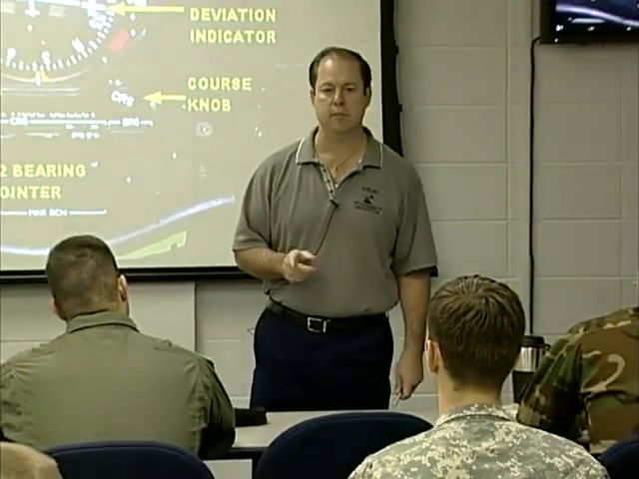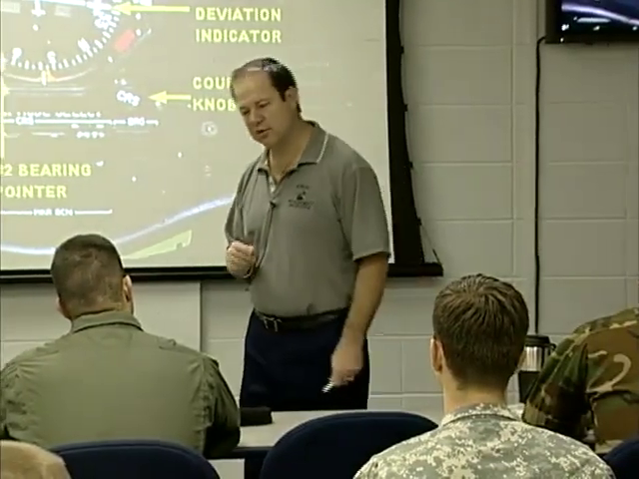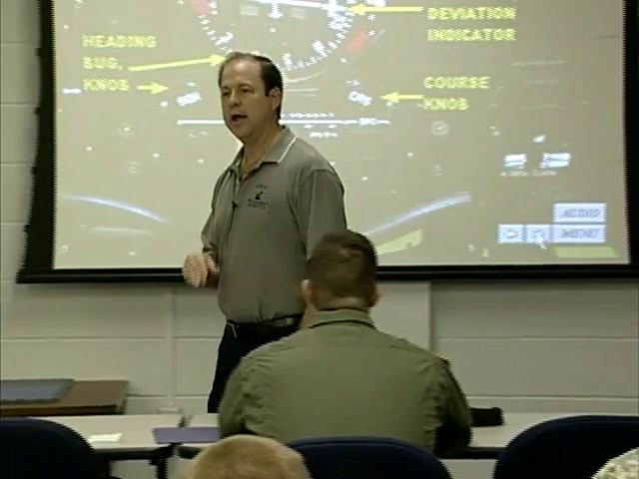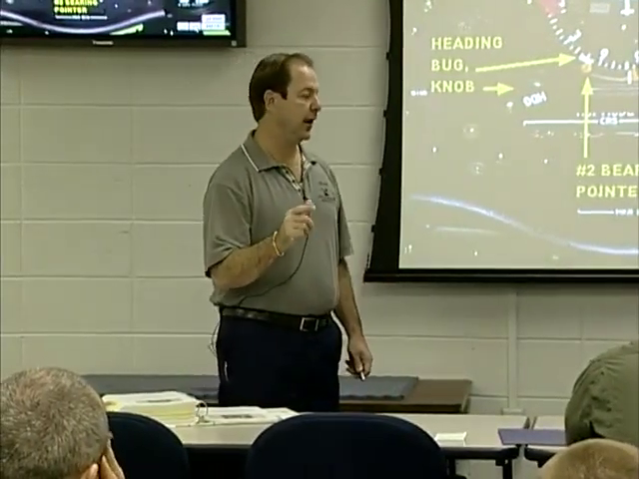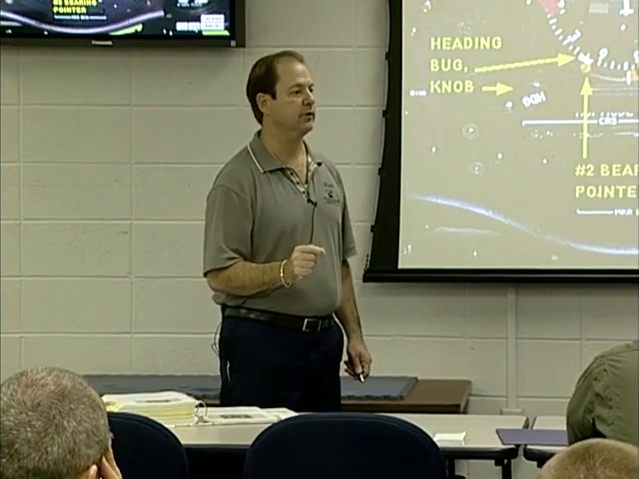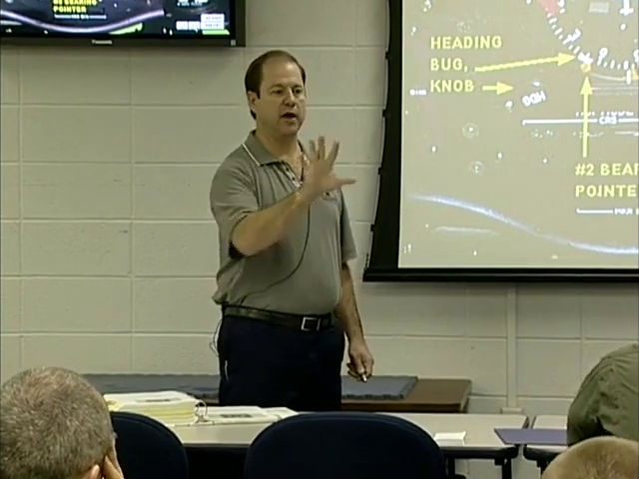But what you have to keep in mind is, depending on what system we're talking about, those dots have different meanings. For the VOR and the Doppler GPS, each one of those dots represents 5 degrees.